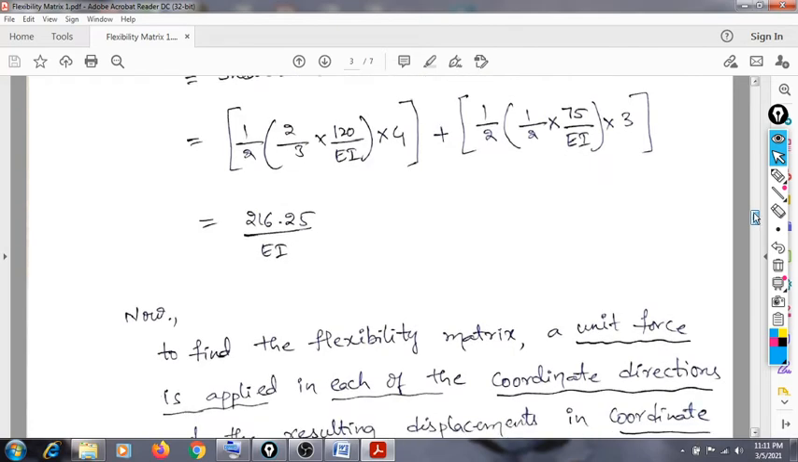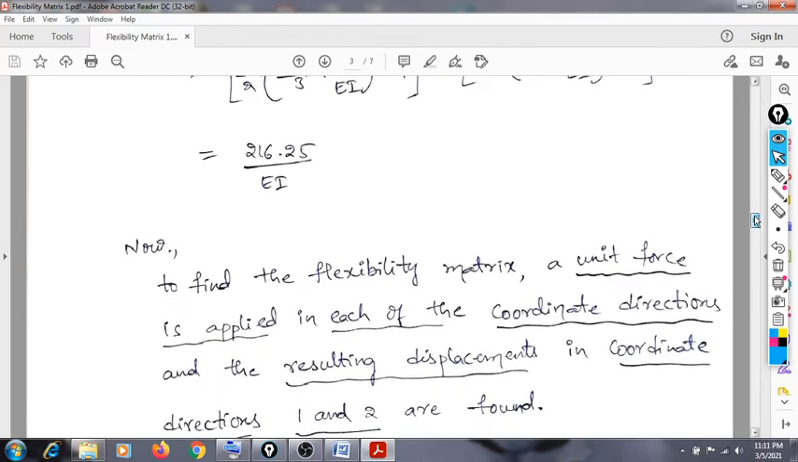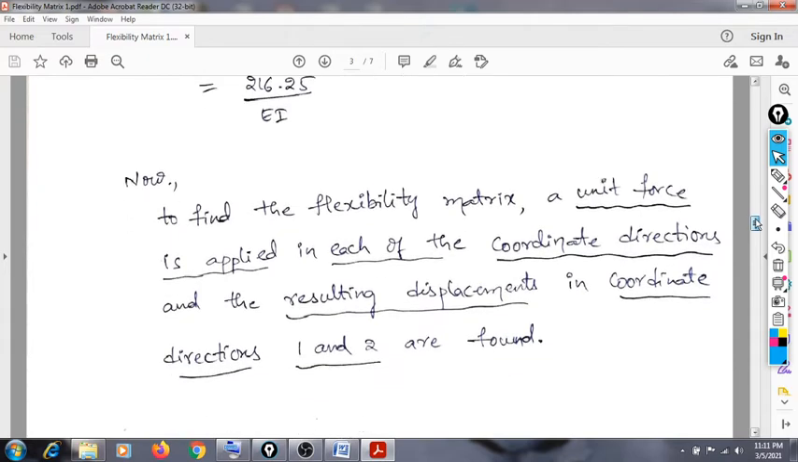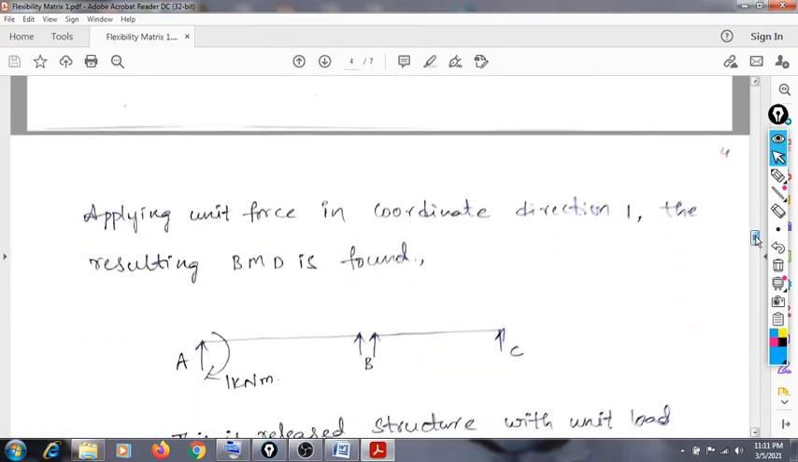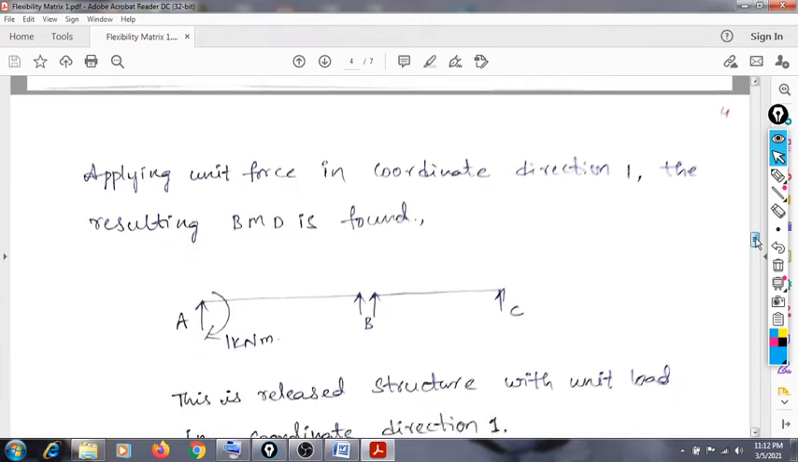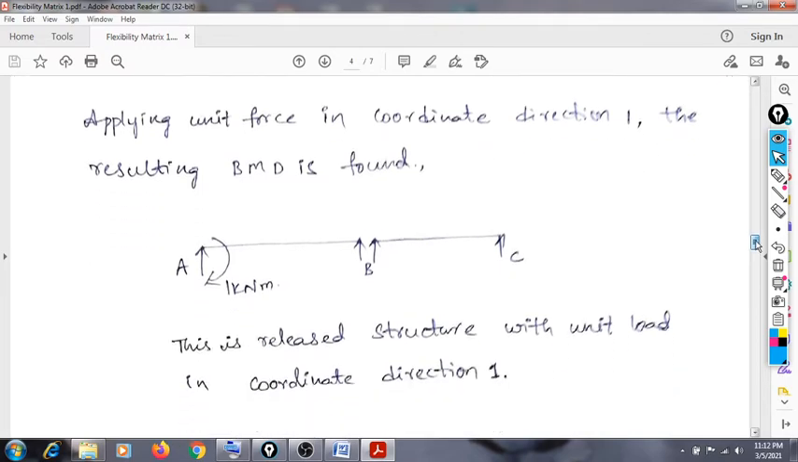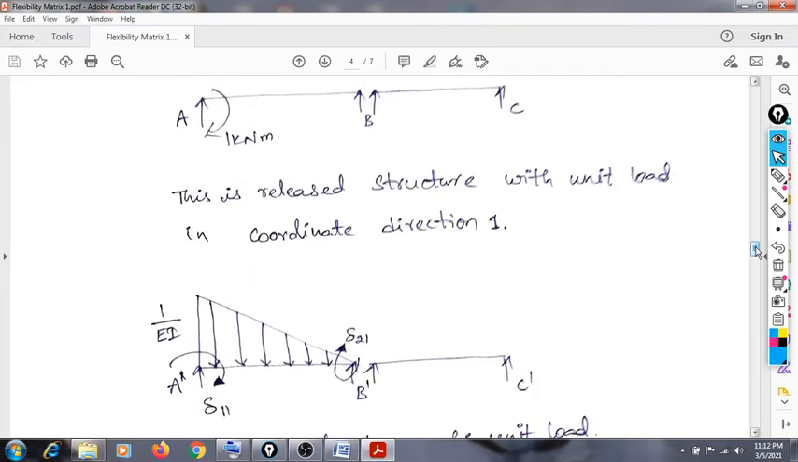Next we go for the next step. We get this one, and to find the flexibility matrix, a unit force is applied in each of the coordinate directions, and the resulting displacements are found. So for the flexibility matrix we will be finding the displacement by applying a unit force in each of the coordinate directions. Let's apply a unit force in coordinate direction 1. The resulting bending moment diagram is formed. So this is how it looks if we have a unit force in the released beam.